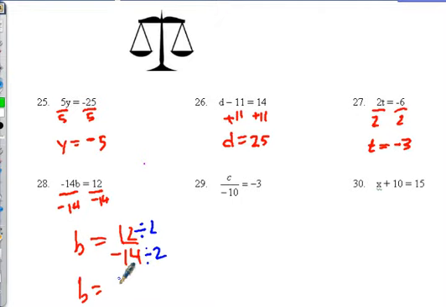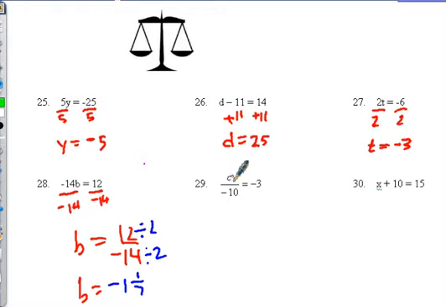So 12 divided by 2 is 6. Now I'm going to take this negative and put it at the top. So negative 6, and 14 divided by 2 is 7. So B equals negative 6 over 7. If you want to write it as a mixed number, B equals negative 6 over 7, it would be negative 1 and 1/7. Of course, like I say, at this point you can just stop and say that B equals negative 12 over 14, since that is a number, a fraction.